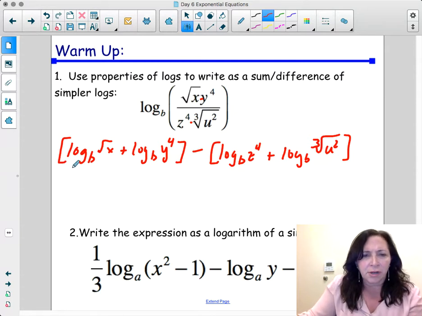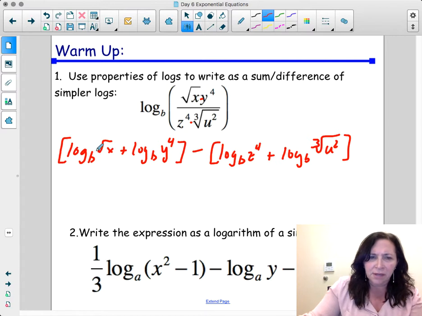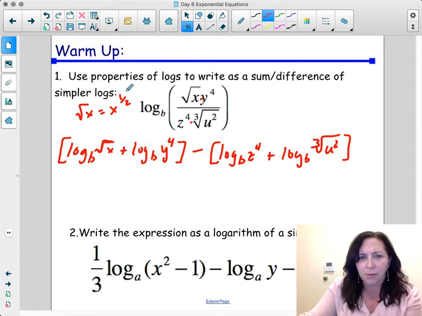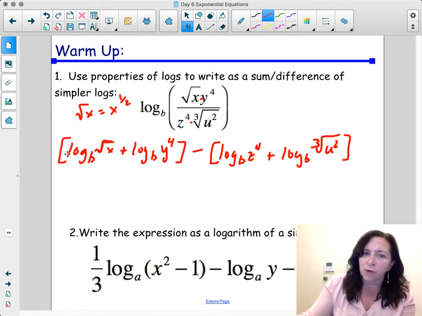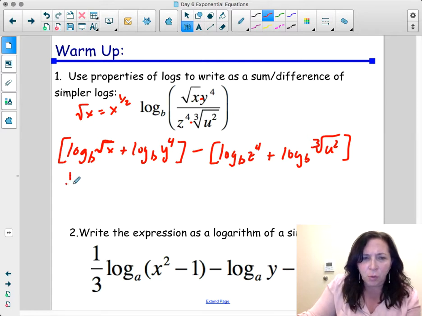Using this, we're now going to use the power rule, because this square root of x is the same thing as x to the 1/2 power. And remember that if this was x to the 1/2 power, I would need to take this 1/2 and bring it to the front, according to the power rule. So that would actually be 1/2 log base b of x plus, same thing with the 4. The 4 will be brought to the front, plus 4 log base b of y.